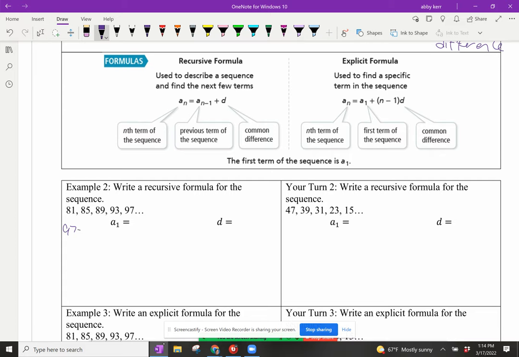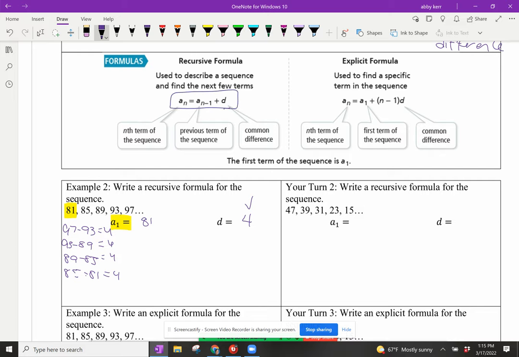So if you do this, you are going to get the same number of 4. So this will be 4, 4. So our common difference is 4. Now for a sub 1, it's going to be the first number that we are talking about, which is 81. So from there, we need to kind of follow suit.